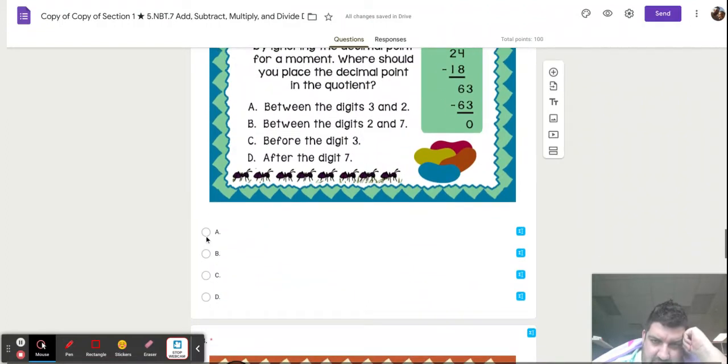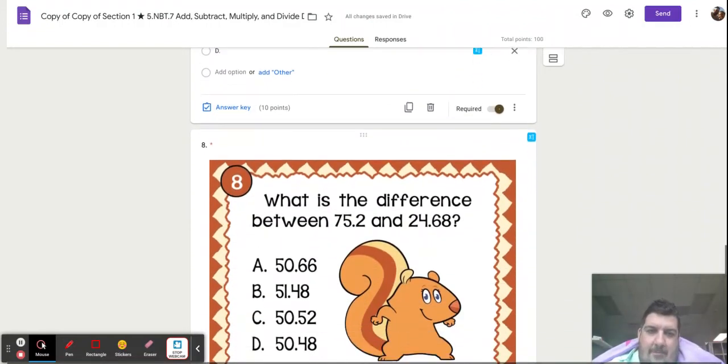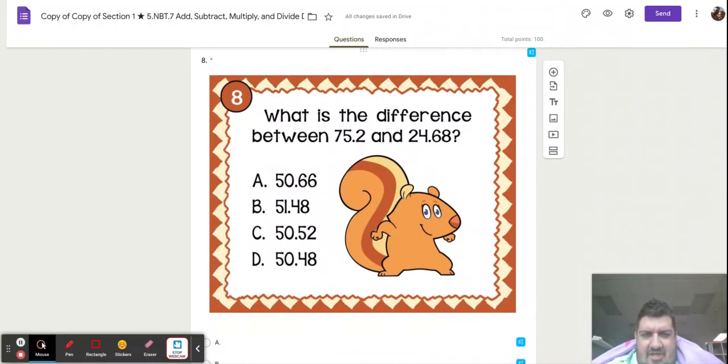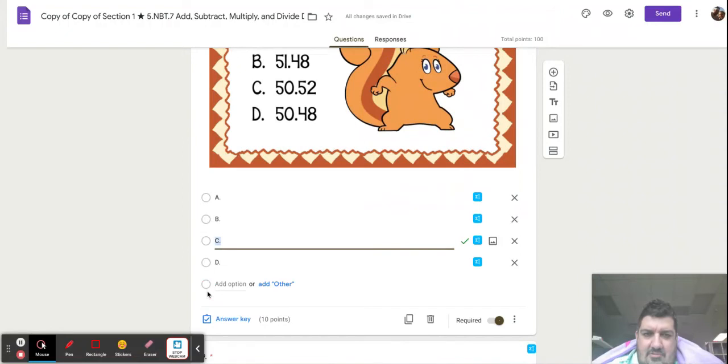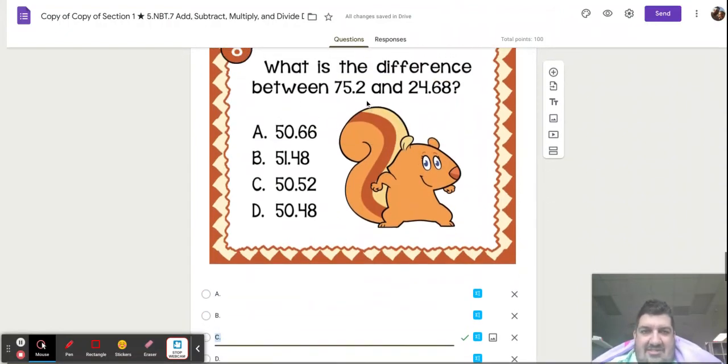Let's go. The difference. So again, it's a subtraction problem. So we're going to be subtracting 75. And in this one, you're going to have to make that 20 hundredths because you're subtracting 68 hundredths. So 20 hundredths minus 68 hundredths. So I think the answer is going to be 50 and 52 hundredths. Let's try to see. Yes. Because again, remember, this has got to be 20 hundredths. And again, subtraction.